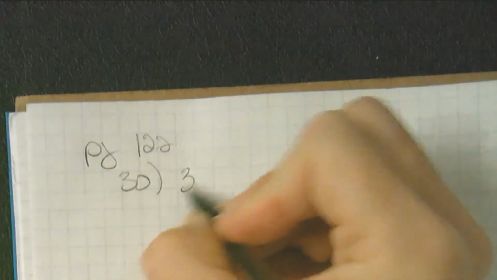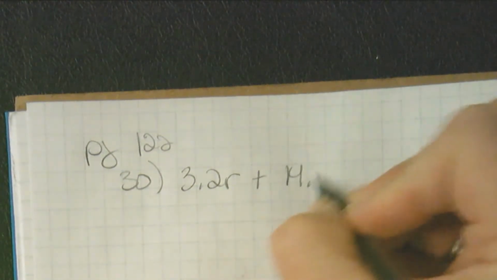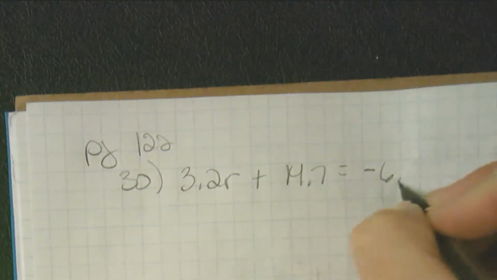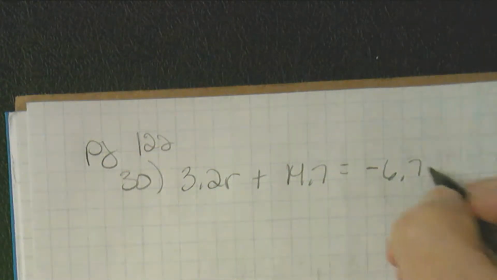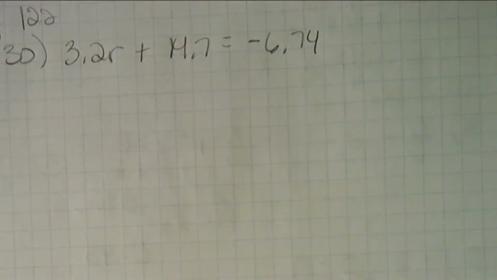So let's take a look at number 30. Number 30 said that I have 3.2r plus 14.7 is equal to a negative 6.74. Is this the one you're talking about? Awesome. The easy thing about this one is it already is in addition, so I don't need to think about adding the opposite.